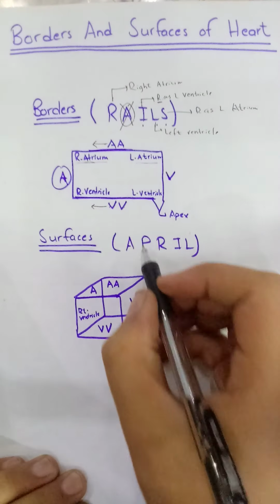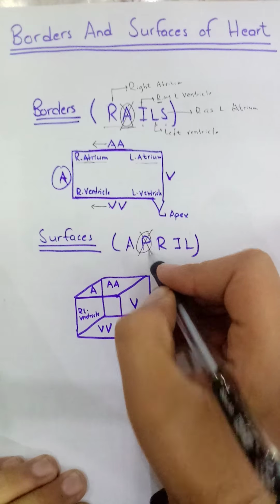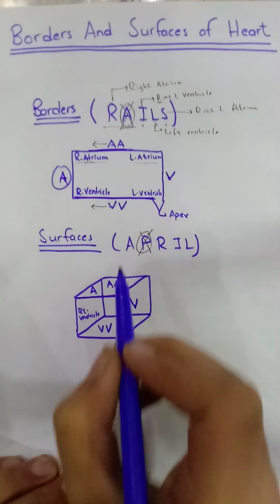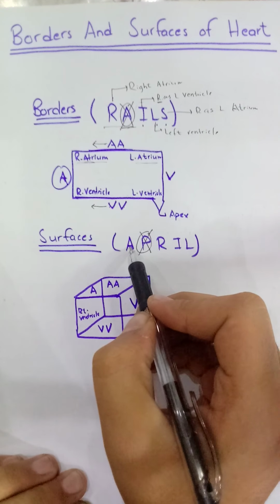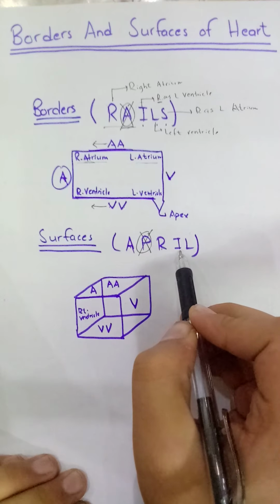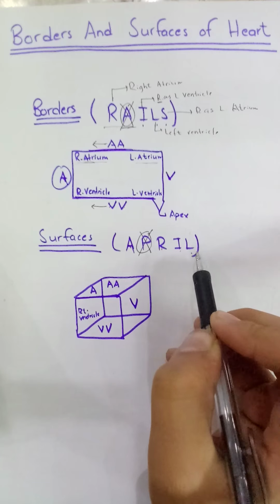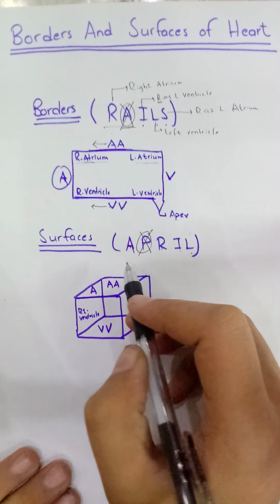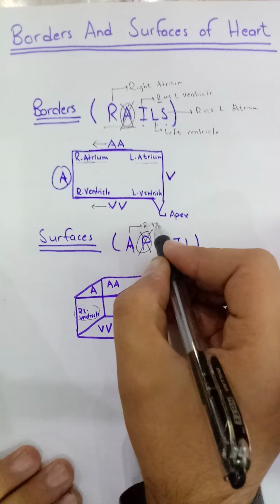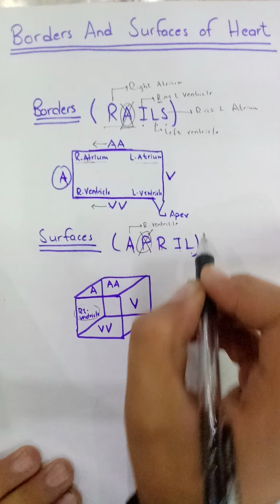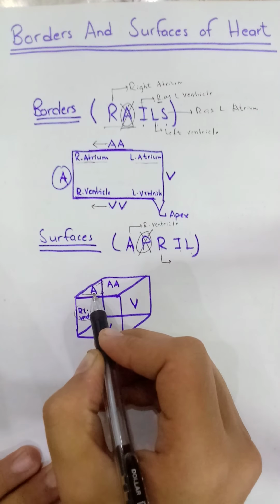Same thing we will do here: skip the second letter, like we did in RAILS. Now we can easily see the names of the surfaces: the anterior surface, right pulmonary surface, inferior surface and the left pulmonary surface. Now we will see which part of the heart is forming each surface. The anterior surface was made up of the right ventricle. Now the right pulmonary surface was the right atrium.